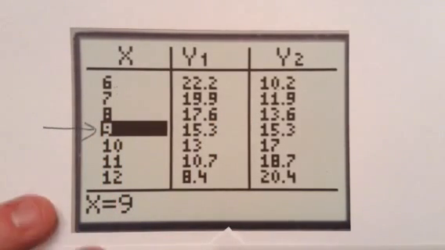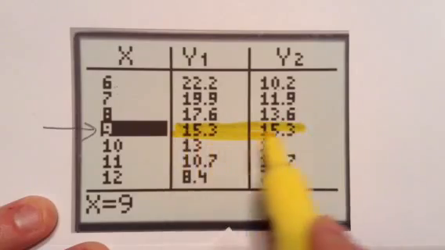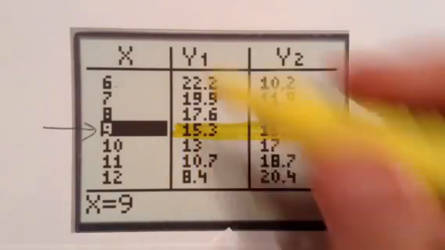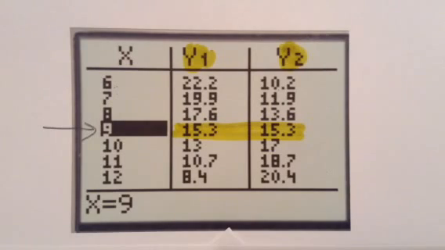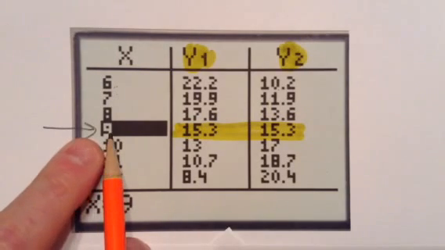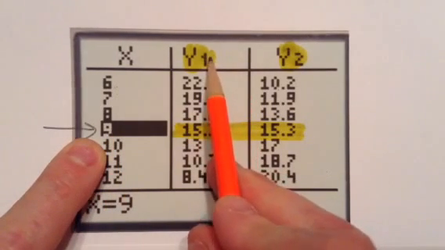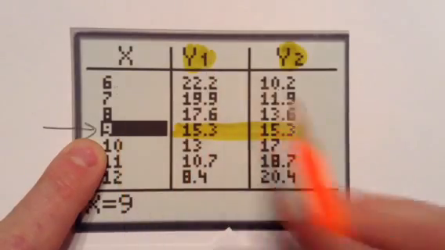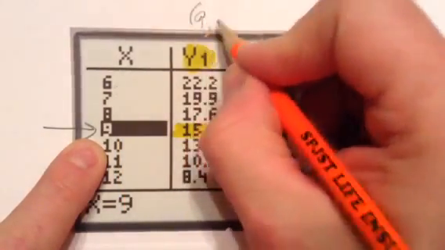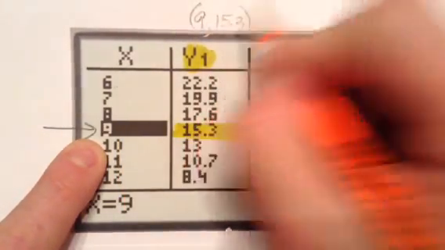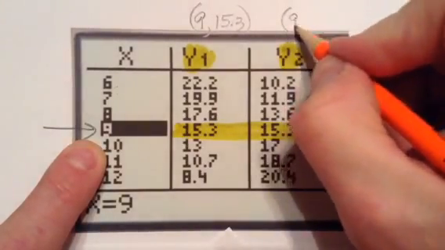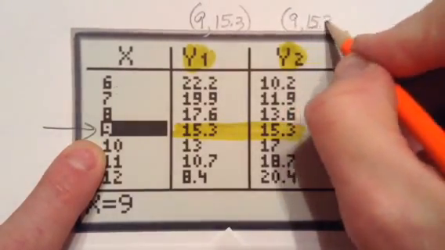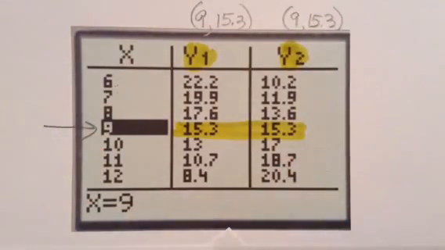If you notice, when I look right there, on both of my equations, the output is the same. Now they're sharing an input of x. So on this one right here, this line has the ordered pair 9, 15.3, and this line right here also has the ordered pair 9, 15.3. Folks, they share the point. That means that's the solution.